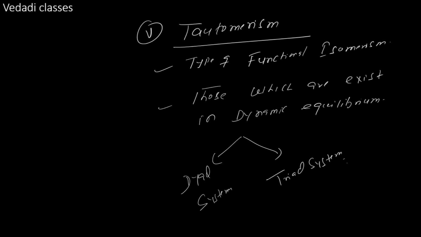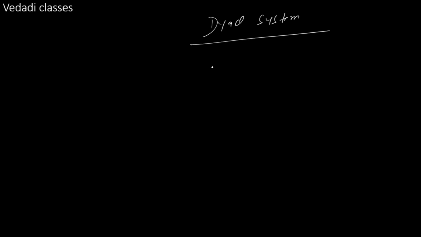So what is the dyad system? What is the triad system? Let's think about this. The dyad system is a type of isomerism where 1,2 migration of proton takes place. Migration of proton is what? Proton we simply say H plus.